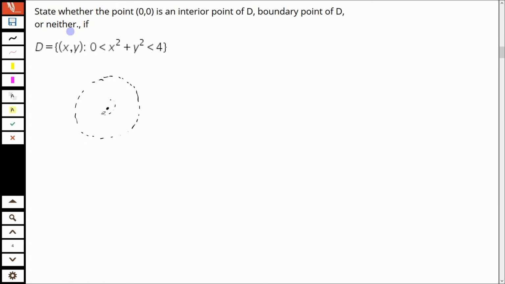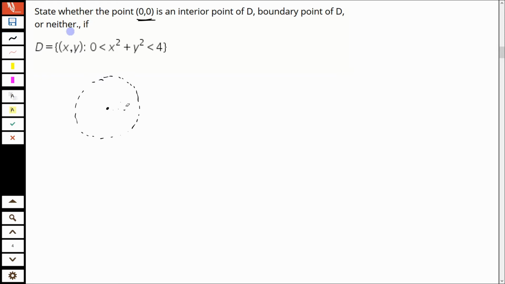So first off, notice that this point here at 0, 0 is not in my set. Since it's not in my set, it can't be an interior point at all. An interior point is a point in my set where any circle I draw around it is also contained in the set. So if I can separate this point off with a circle from everything out here, then it's an interior point.